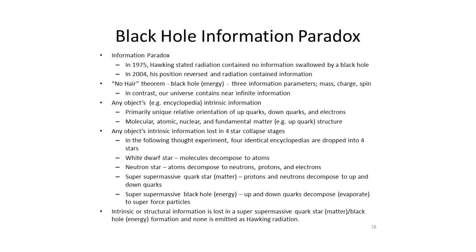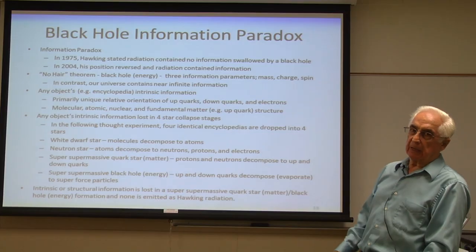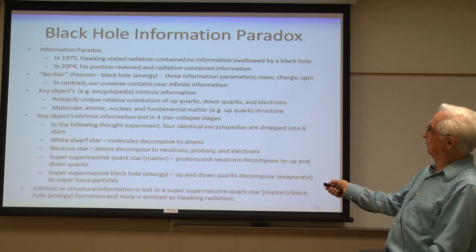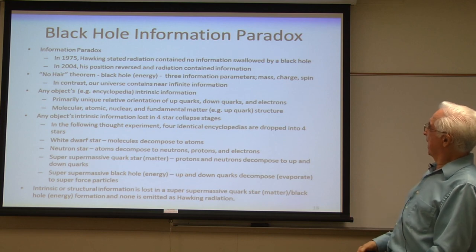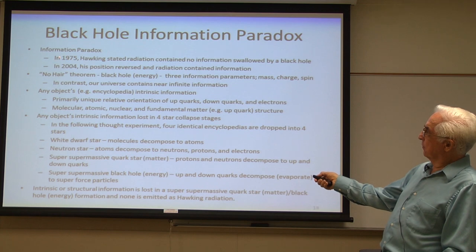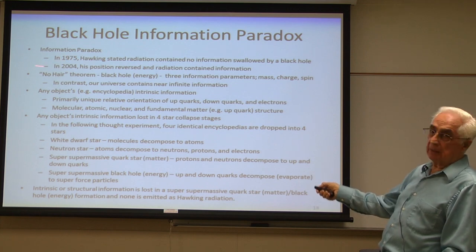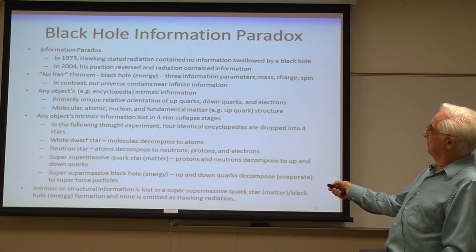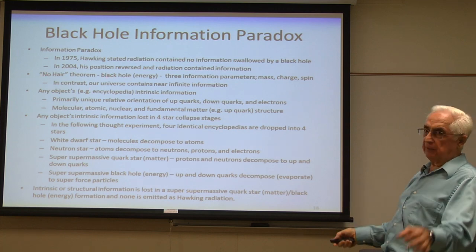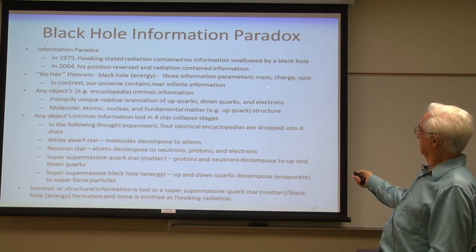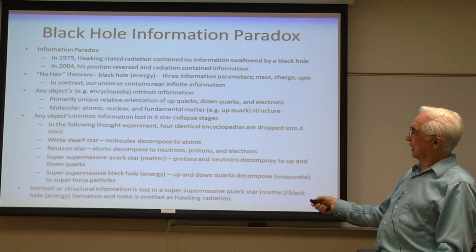The black hole information paradox is as follows. In 1975, Hawking stated that radiation contained no information swallowed by the black hole. In 2004, he reversed his position and said radiation contained information. I am in agreement with his first statement. I disagree with the present statement. The no-hair theorem states that for black hole energy, the donut-shaped singularity has three information parameters: mass, charge, and spin.